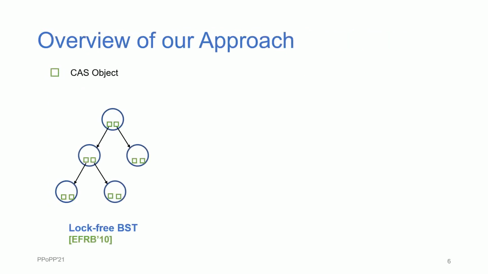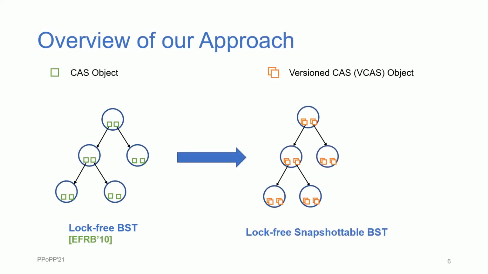Okay, so let's take a closer look at how this approach works. We'll continue our example of adding multi-point queries to a lock-free BST. In this data structure, the left and right pointers of each node are stored in compare and swap objects, and applying our technique just involves swapping these CAS objects for version CAS objects. These are new objects that we define. Essentially, a version CAS object is a CAS object that keeps a history of all its previous values.